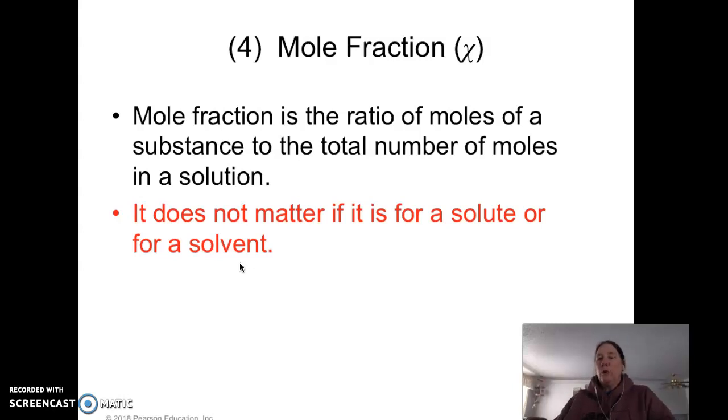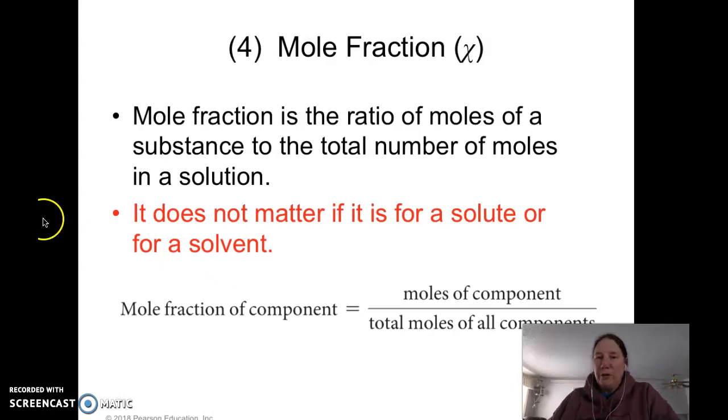You can do it for either one, but to solve for it you take the moles of the component. Let's say we're doing the mole fraction for water. We take the moles of the water. Let's say it's 100 grams of water. We would change 100 grams to moles: take 100 divided by 18. For the total moles, if I'm doing a saltwater solution, I take the moles of the salt and the moles of the water and add them together.